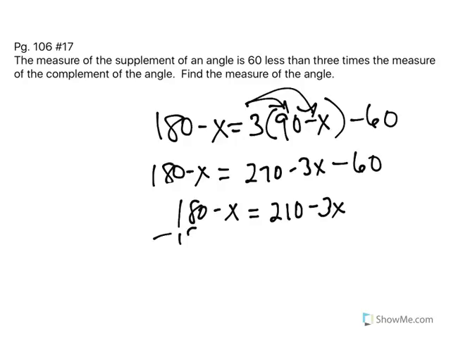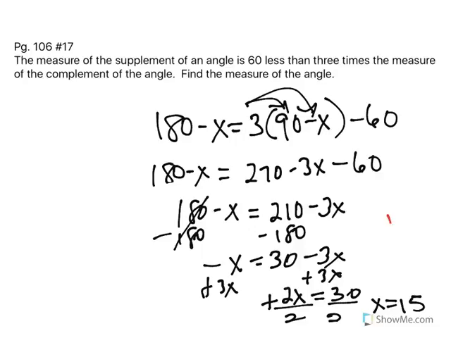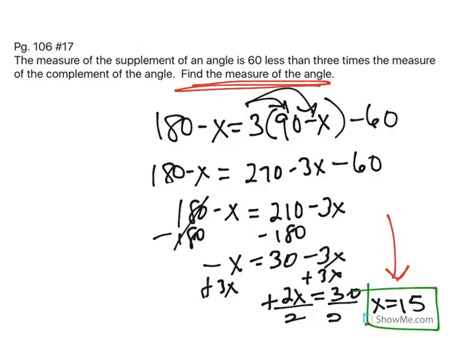So let's take away 180, and we are left with negative x equals 30 minus 3x. Adding 3x to both sides, we get 2x equals 30. Dividing by 2, x equals 15. Now remember, when we were setting up the equation originally, we named the angle that we knew the littlest about x. So we have found x. So that is the measure of the angle that they're talking about, and that's how we know that we're done. The answer is 15.